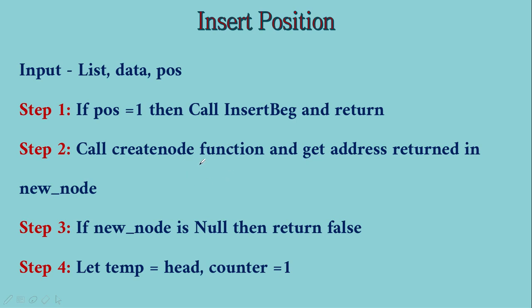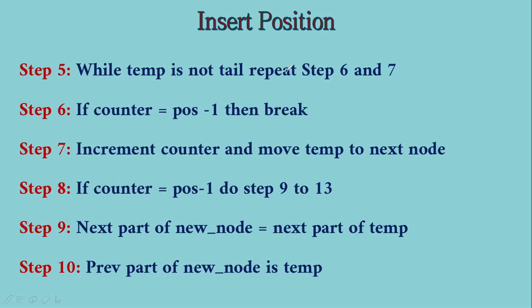Otherwise you will create a node using the create node function, have the new node pointer, and if it is null you will return false. This is the case when your heap becomes full or your system memory itself becomes full. Otherwise, have a temporary pointer pointing to the first node and a counter initialized to 1, and while temp is not tail. Why this is important is, if your position is not valid, as I told, when there are 5 nodes, if my position is 7, there is a high chance that this will happen.